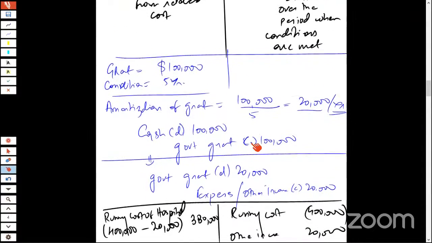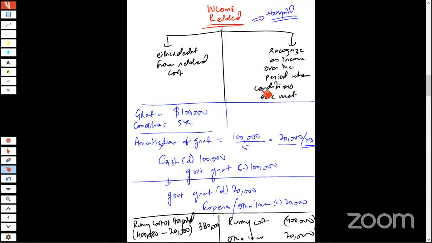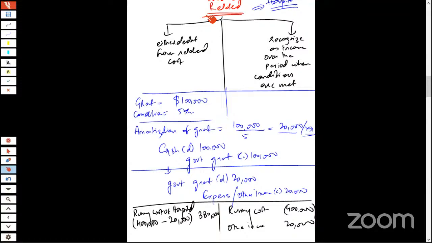So these are the two methods that you can adopt with respect to the recognition of income related grant. Kindly go through them and kindly confirm to me that you people are okay with it.